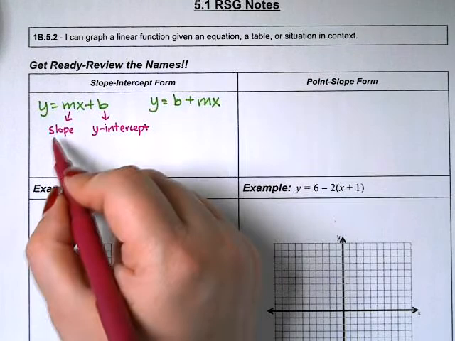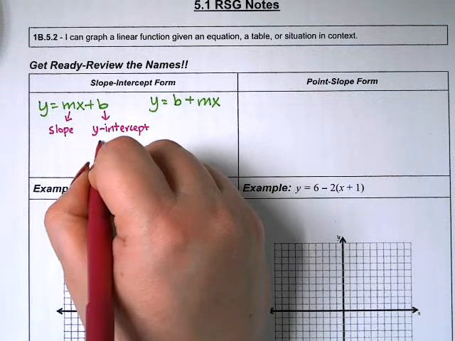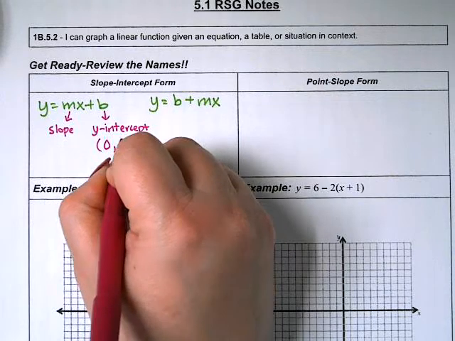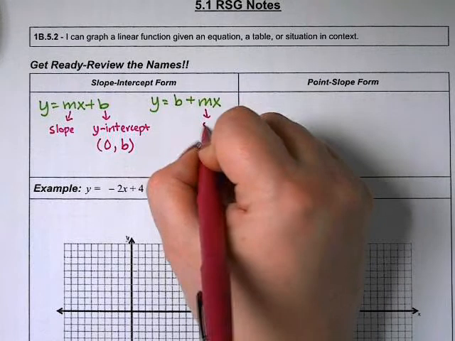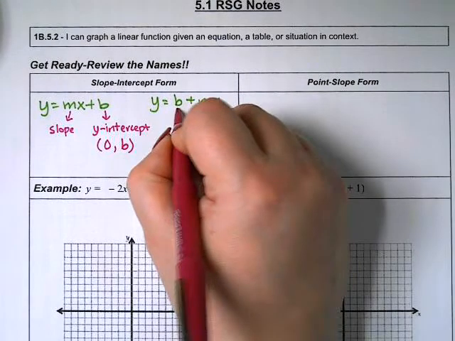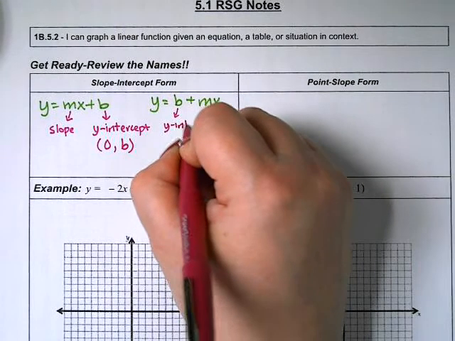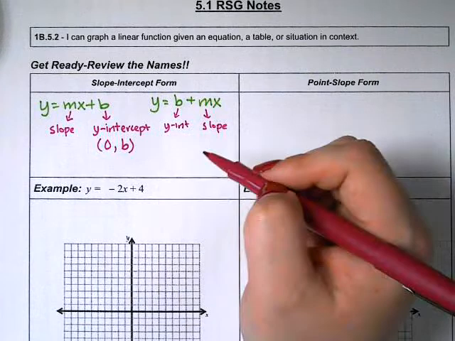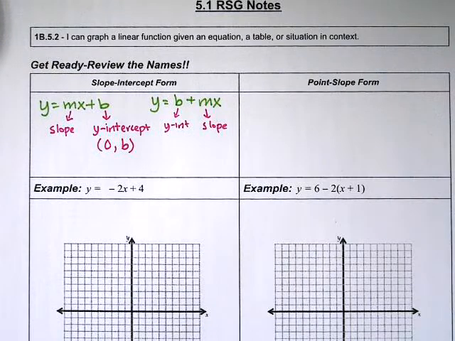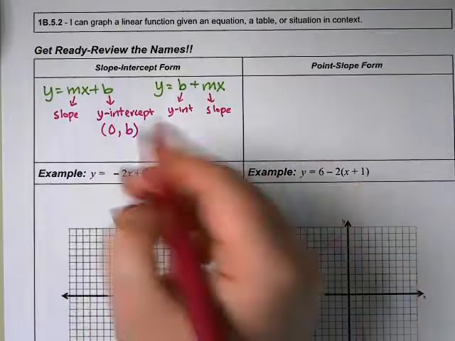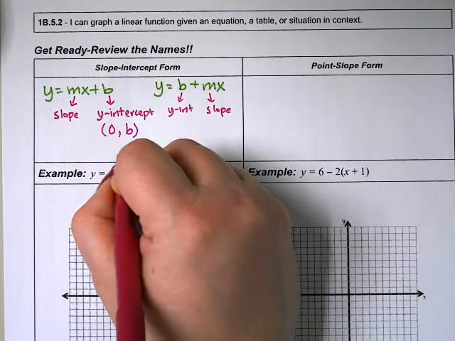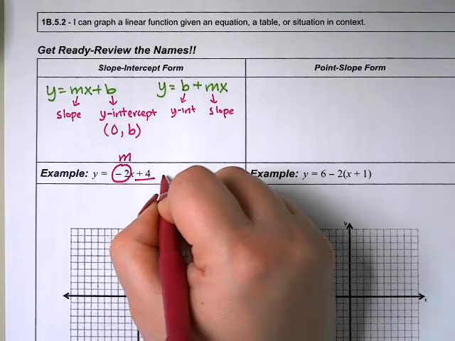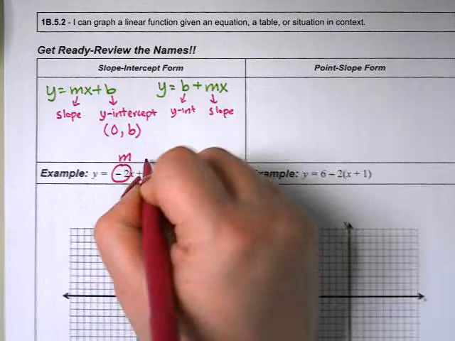Alright, slope always tells us how to move, and then our y-intercept gives us our starting point. So it's always the point (0, b). Again, here's our slope, that's the m value. And then the b value is that y-intercept. So it doesn't matter which way we write it, they give us the same thing. But the point is, they're not creative, okay? So what that means is if I look at this equation that I'm given, here's my slope, and here's my y-intercept, that's my b value.